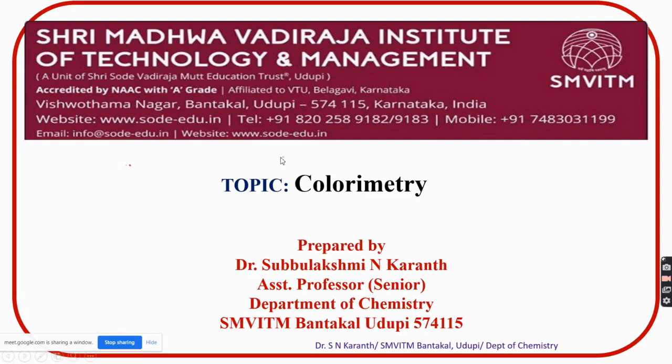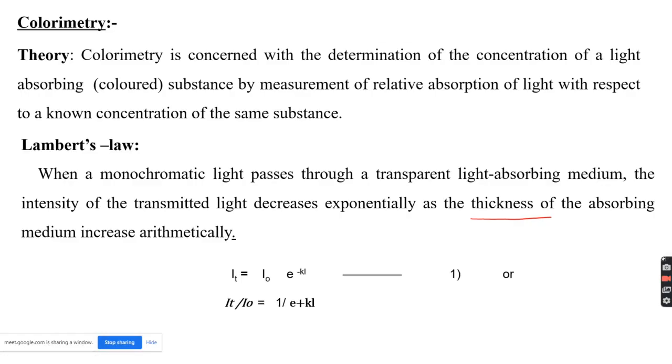Okay, Lambert's law and Beer's law. The basic theory involved in colorimetry is concerned with the determination of concentration of a light absorbing substance by the measurement of relative absorption of light with respect to a known concentration of the same substance.